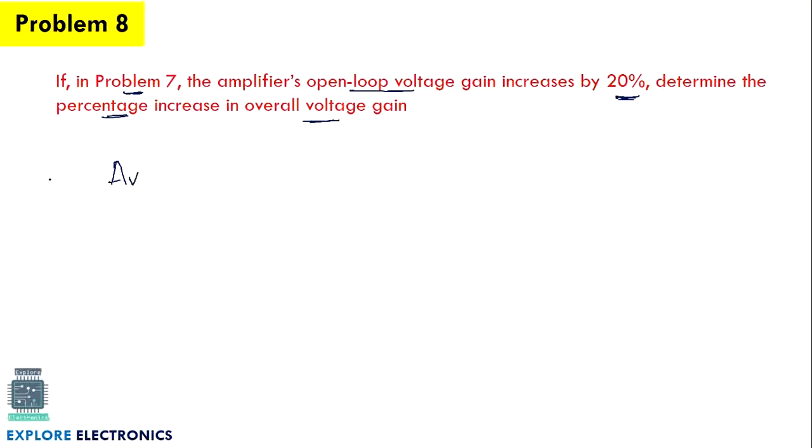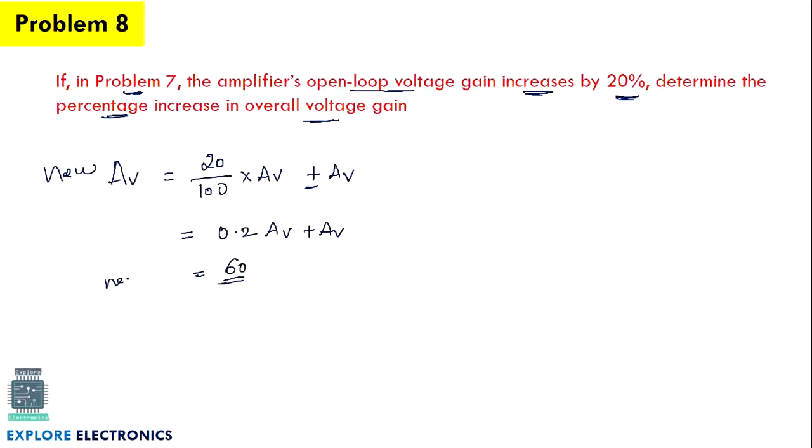So let us calculate the new AV. It is changed by 20%. 20% means 20 divided by 100, so for 100 it is 20 into AV. Previously we had some value, and since it is an increase, I am adding that. So it is 0.2 times AV plus AV. Previously AV is 50, so we get the value as 60. The new AV after the 20% increment is 60.